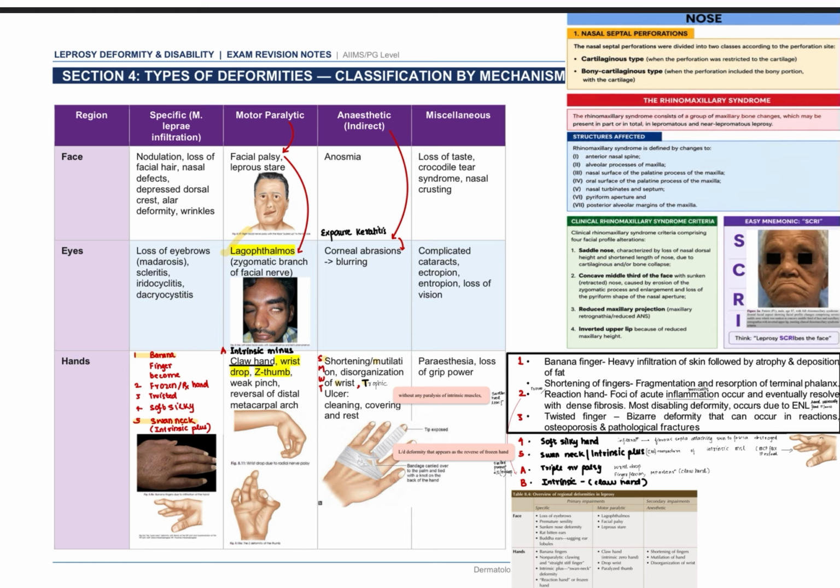Then, in case of motor paralytic deformities, these are known as intrinsic minus, which means that the muscles have lost their function. Due to ulnar nerve function being affected, claw hand occurs. Wrist drop is due to the radial nerve, and Z thumb is due to the muscles of the thumb being affected. Ape thumb develops, and then there is weak pinch also. Then, lastly, due to anesthetic deformity, there can be SMWT, which means shortening, mutilation, disorganization of the wrist, and formation of trophic ulcer.